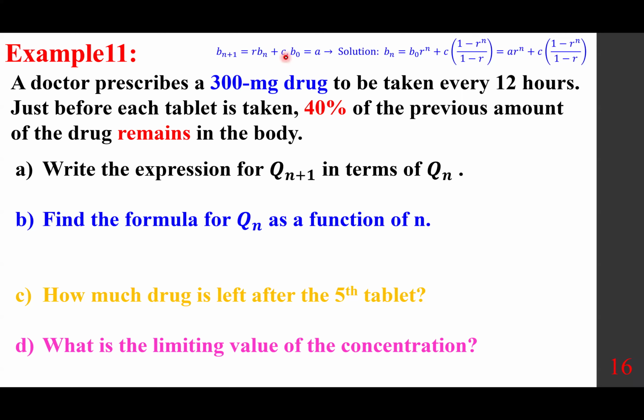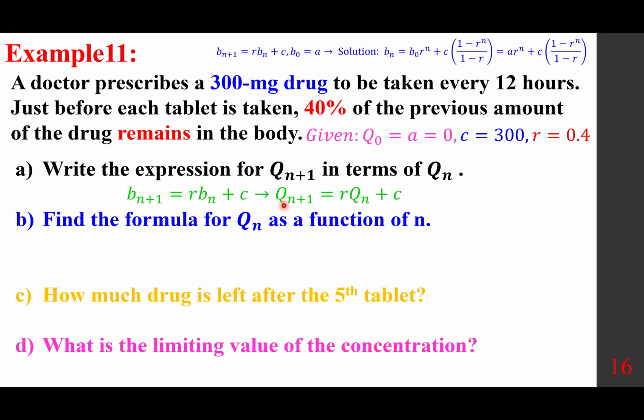Lowercase c. What is R? The percentage that remains in the body. R is 0.4 for this question. If they said a percentage is absorbed, you have to subtract it from 1. You don't want to mix them up. Therefore, we're going to write this formula and change the B to Q. And now we use the given, replace the R, replace the lowercase c, Q sub n plus 1 is 0.4 Q sub n plus 300 is the final answer.